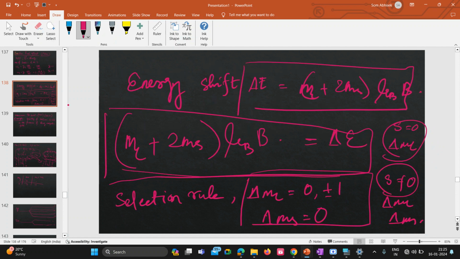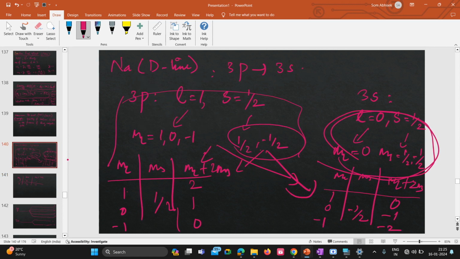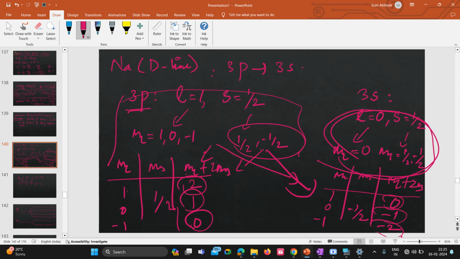Yeah, see, this is the splitting, isn't it? For 3p, ml plus 2ms, the values are 2, 1, 0, 0, minus 1, minus 2. Okay, I will tell you another thing here. 2, 1, 0, 0, minus 1, minus 2. So how many splittings? 1, 2, 3, 4, 5, 6.